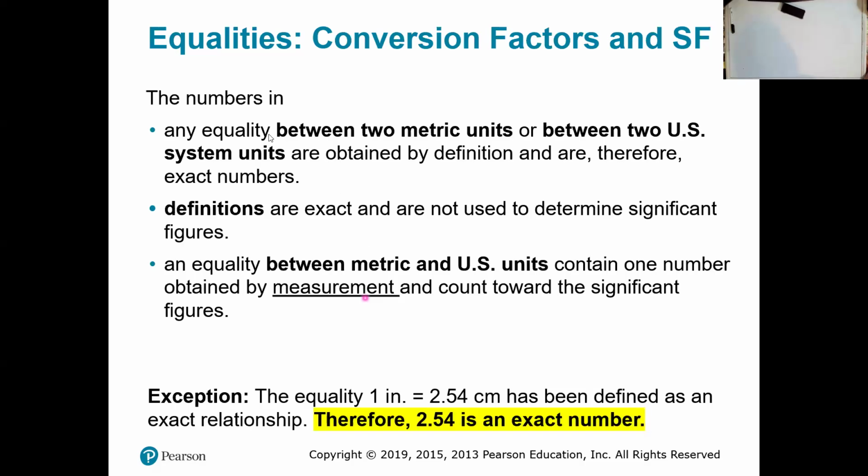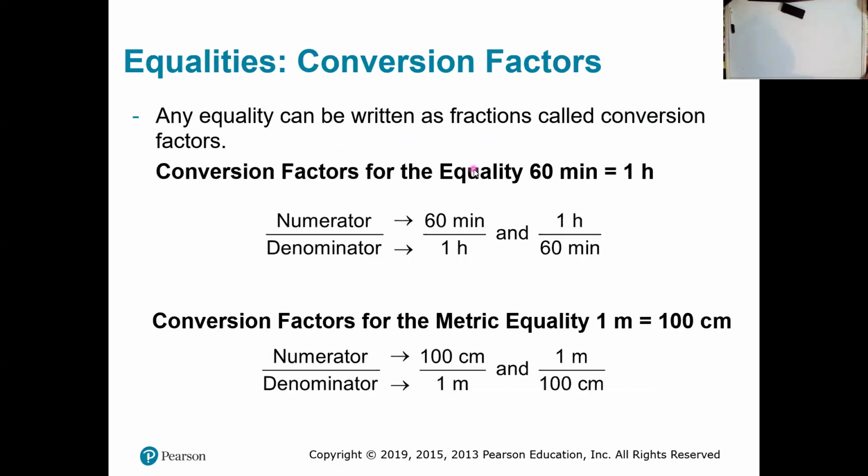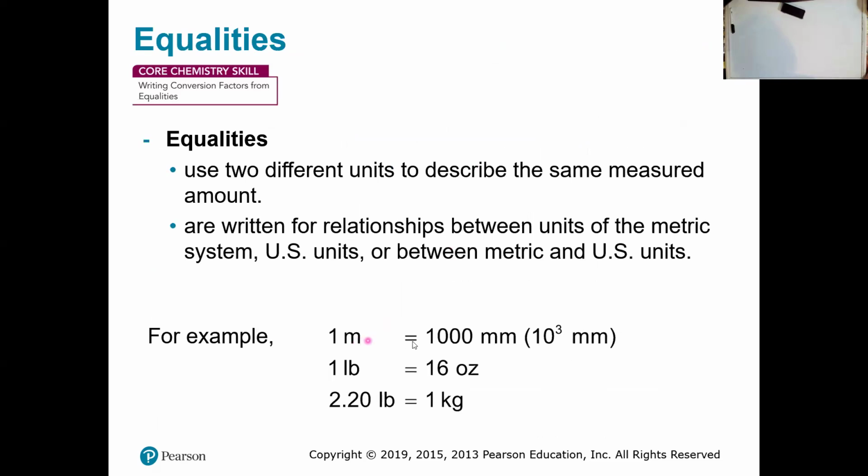Okay? But any equality that is metric, or US to US, those are obtained by definition. So those are going to be considered exact numbers and they will not affect significant figures. Okay. So just to recap, this is a metric conversion. So these would not have significant figures associated with them. 1 pound to 16 ounces. This is a US to US conversion. So this would not have any significant figures associated with it.